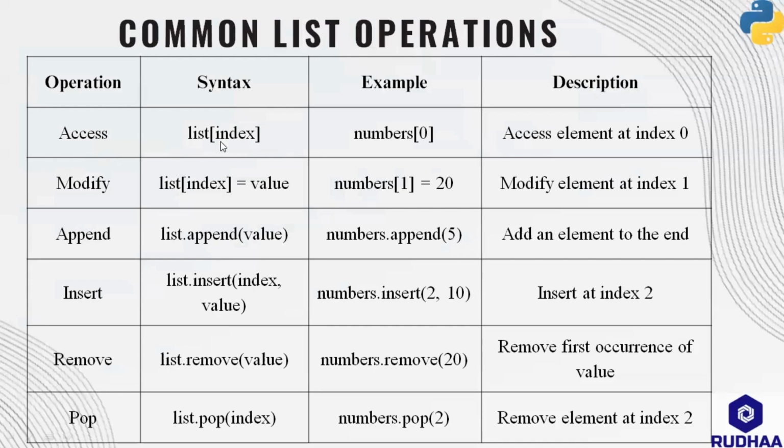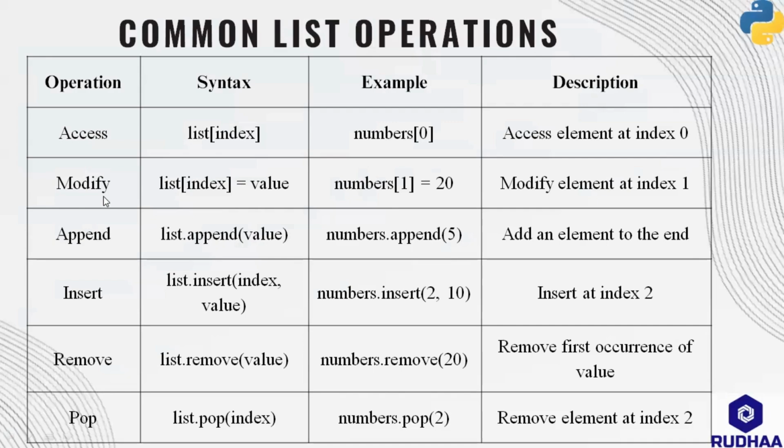The syntax for accessing is list[index]. For example, if we consider the numbers list, numbers[0] means 0 indicates the index, and every list or array starts from index 0. So the first element is present at position 0. numbers[0] will take you to the element at index 0, which gives you the element at the first position.